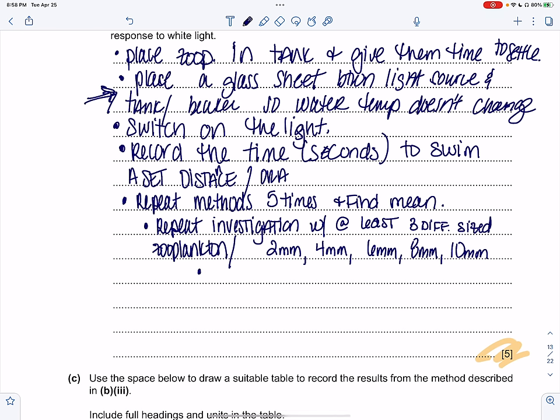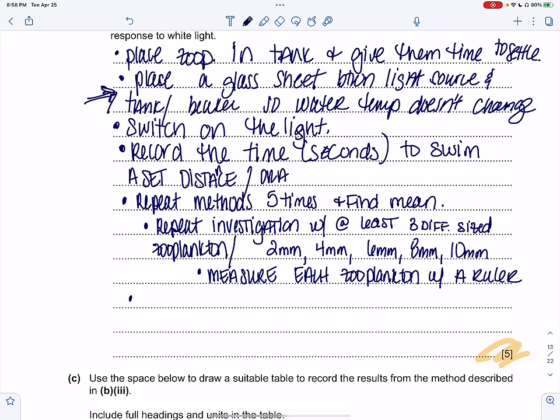And to measure them, I feel like this should have been introduced a little bit sooner, but we're good. Measure each zooplankton with a ruler. You can also take a picture of them and then measure it electronically.